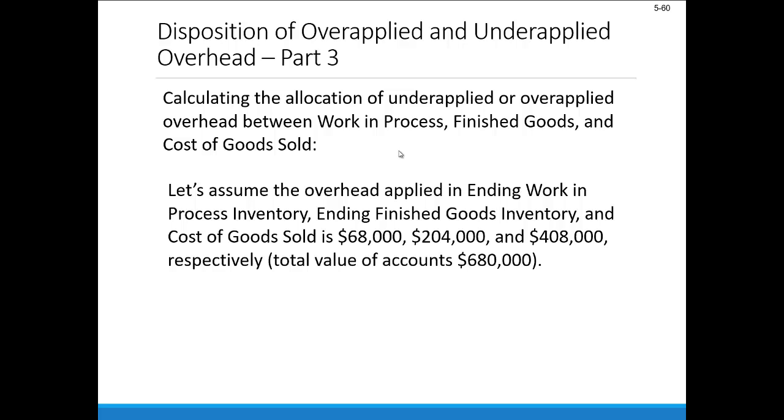So let's assume for a second that the current overhead cost applied already in ending work in process, finished goods, and cost of goods sold is respectively $68,000, so that's in work in process, $204,000 in finished goods, and $408,000 to cost of goods sold for that period. So a total of $680,000 if I add up the three.